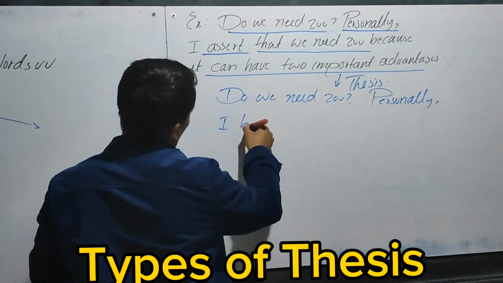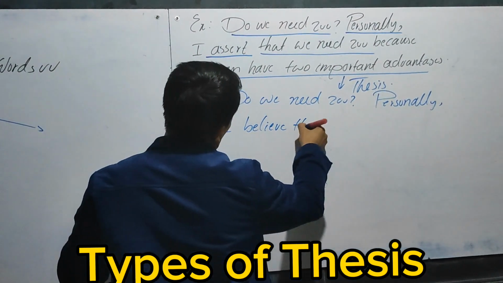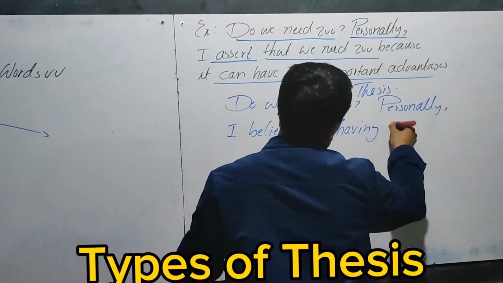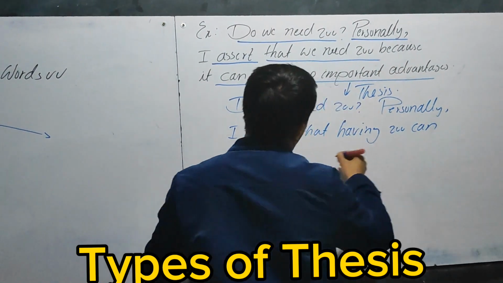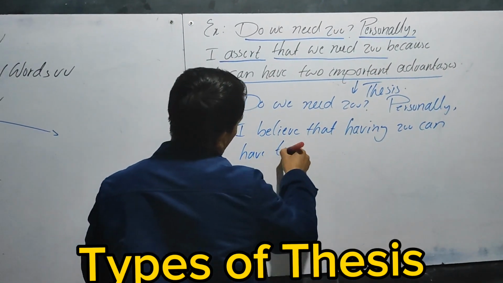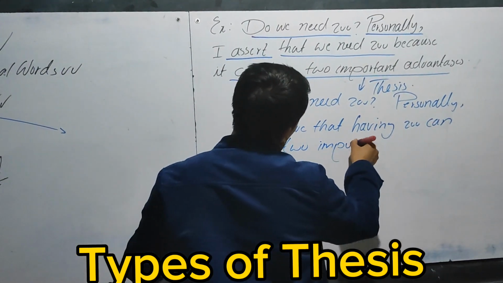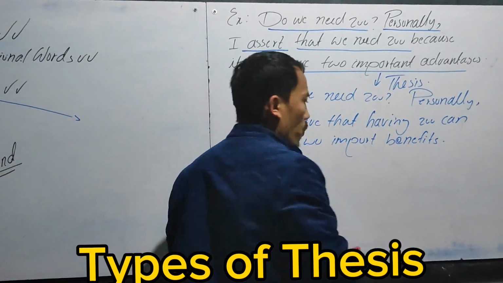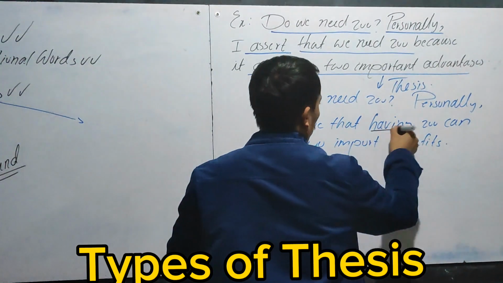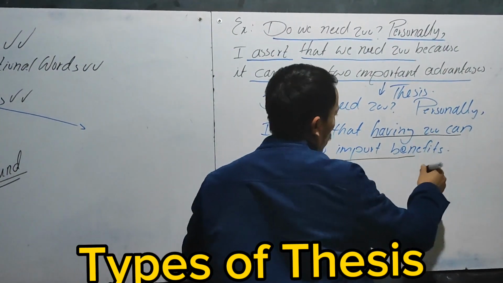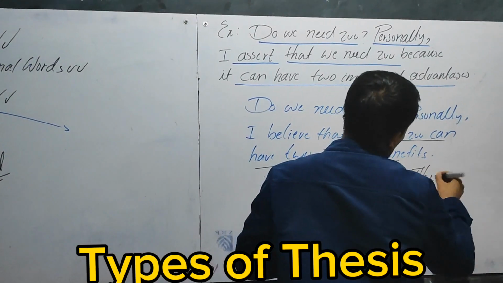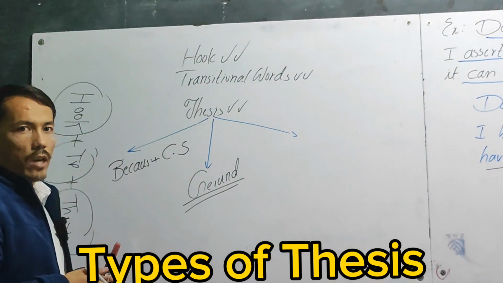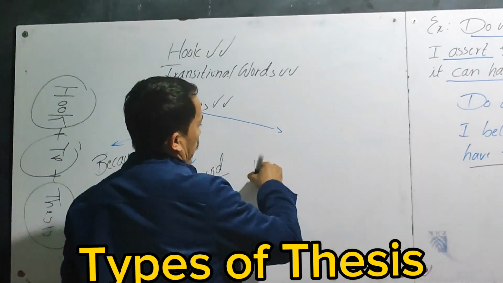I believe that having zoo can have two important benefits. So which part is gerund? The word having. So after this is called gerund thesis. What kind of thesis? Gerund thesis. And the third type of thesis that I'm going to tell you is using parallel structure.